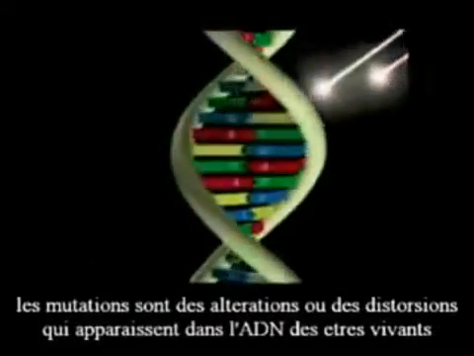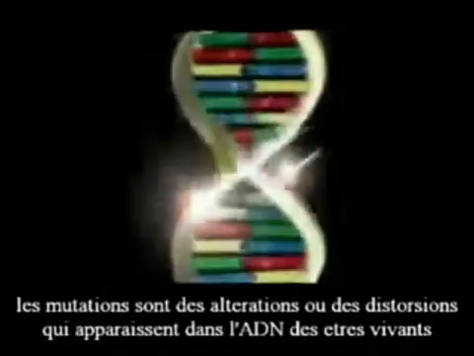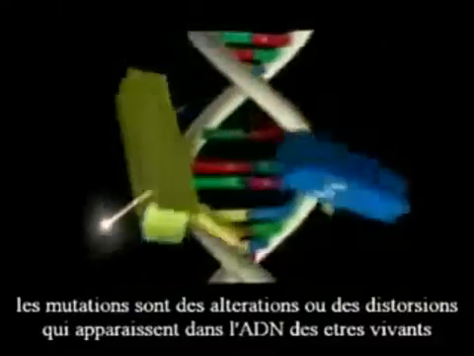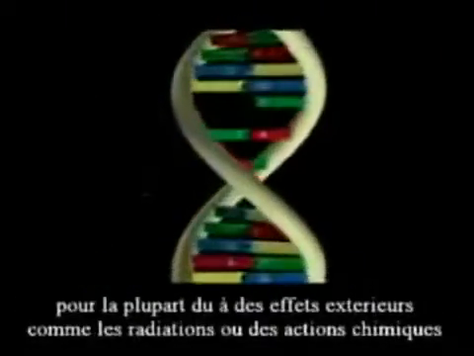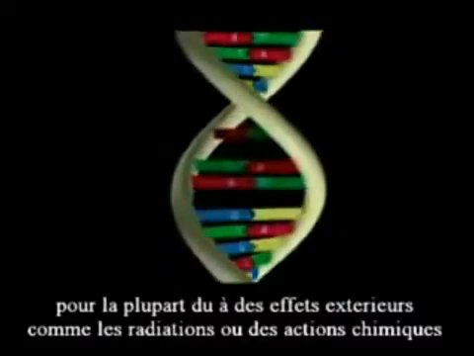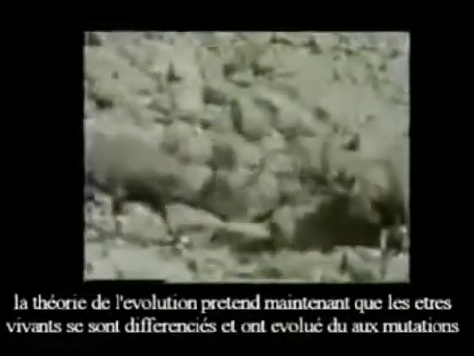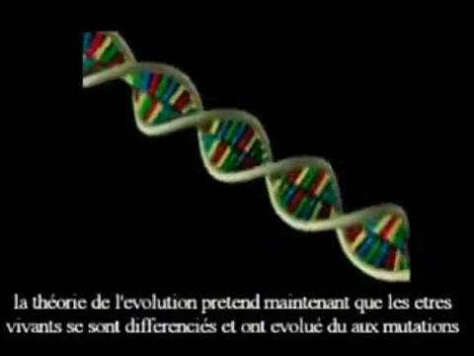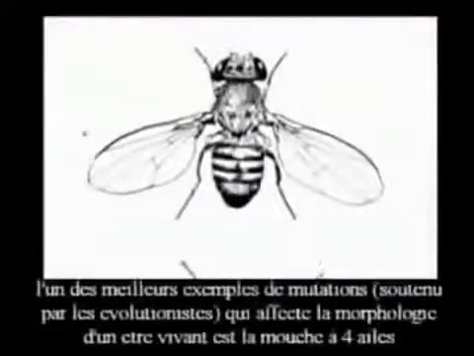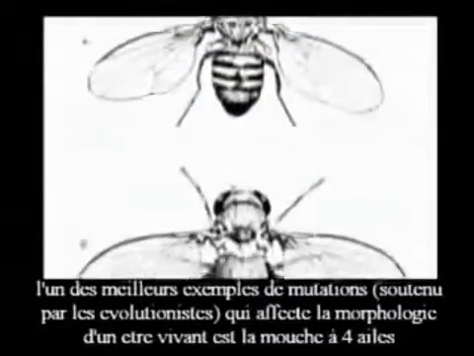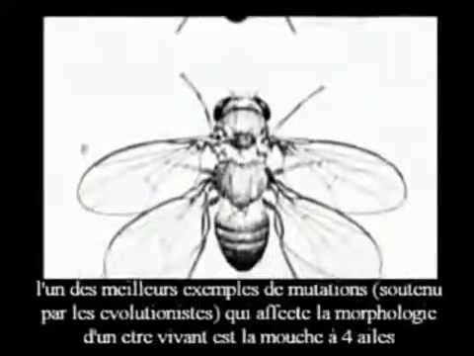Mutations are alterations or distortions that take place in the DNA of living beings, mostly as a result of external effects such as radiation or chemical action. The theory of evolution now holds that living things are differentiated from one another and develop as a result of mutations. One of the best-known examples of a mutation affecting morphology is the four-winged fruit fly.